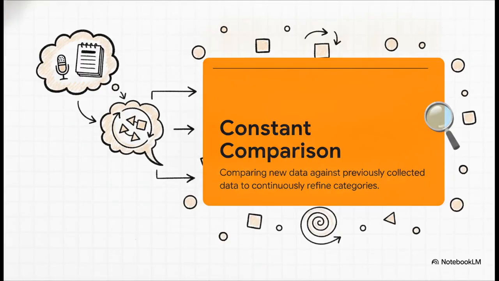But before we get to those steps, you absolutely have to understand the golden rule of this methodology, the constant comparative method. Unlike other designs where you might say, collect all your data first and then sit down to analyze it, in grounded theory, data collection and analysis happen simultaneously. You are continuously comparing each new piece of data against previously collected and coded data. They are constantly shaping one another in real time.